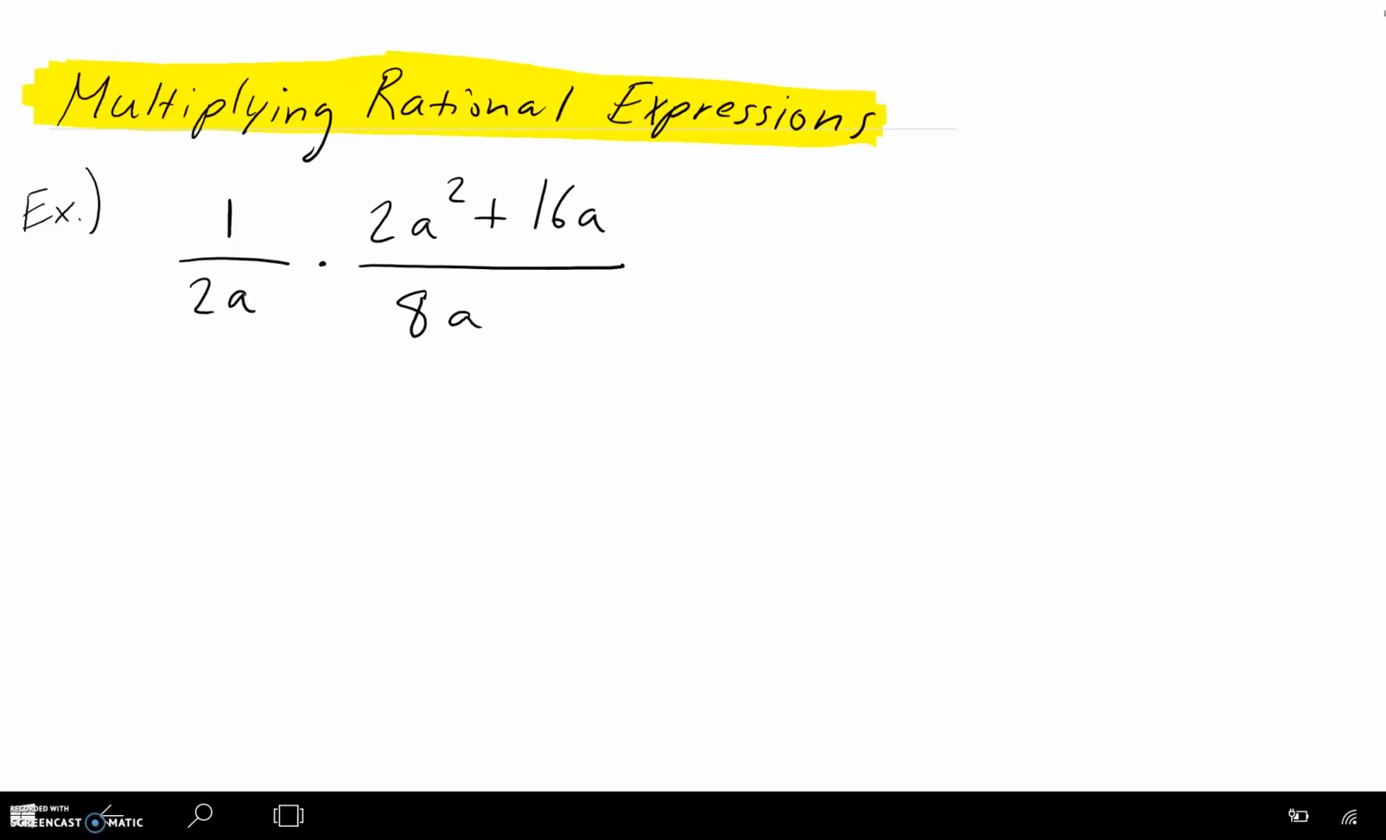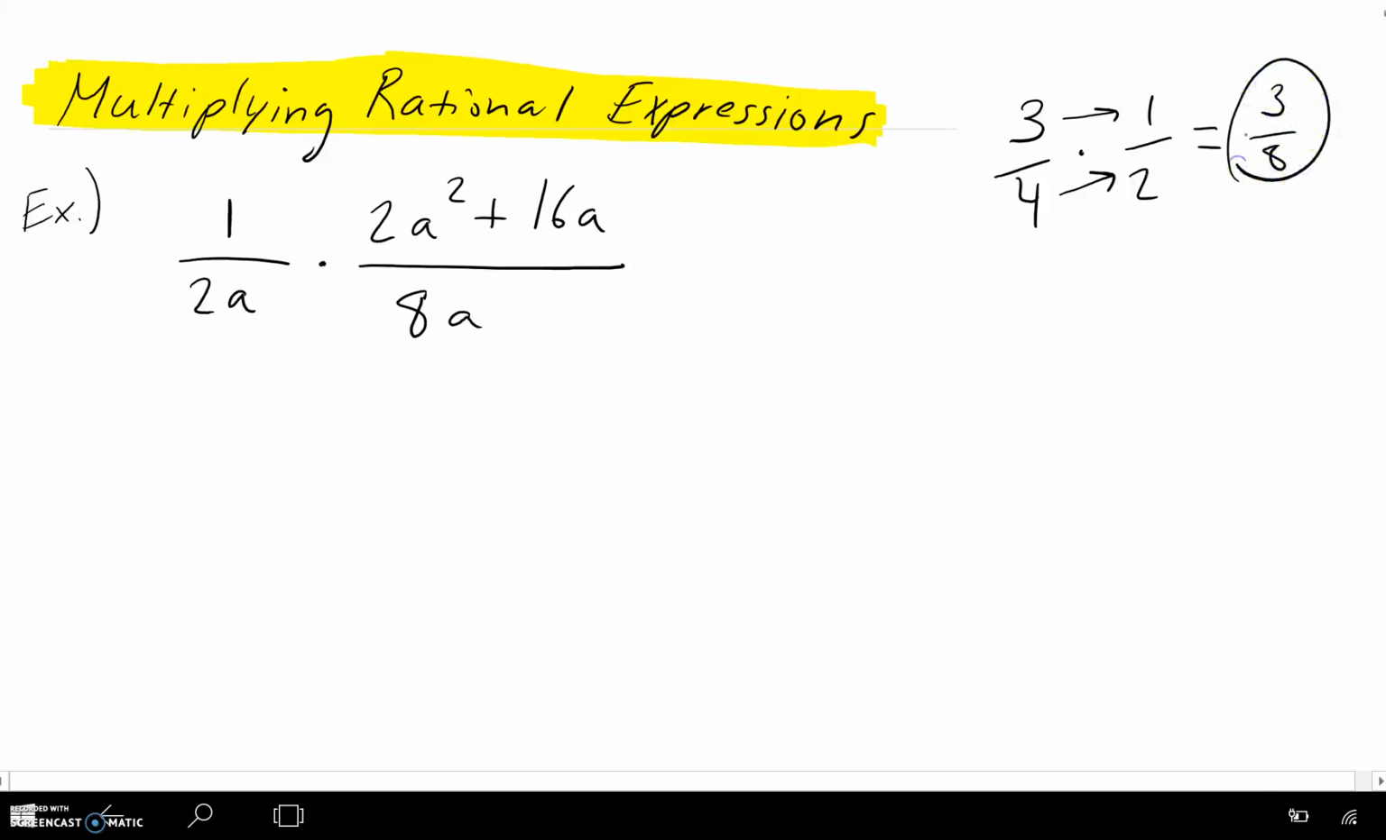Let's talk about how to multiply and divide rational expressions. As you recall, for a quick side note, when we're multiplying fractions, say for example, 3 over 4 times 1/2, remember, as we've said many times, it's numerator times numerator, denominator times denominator, giving us 3/8, and if we can simplify, we can simplify. That's just a side note.